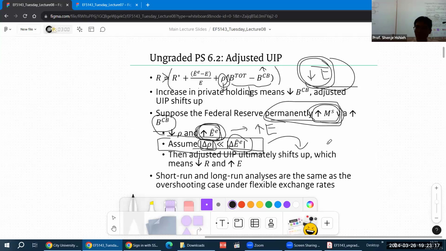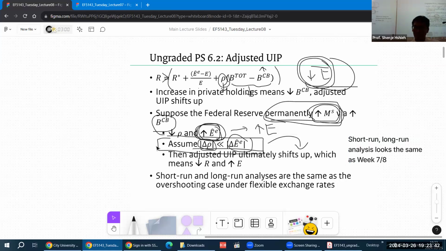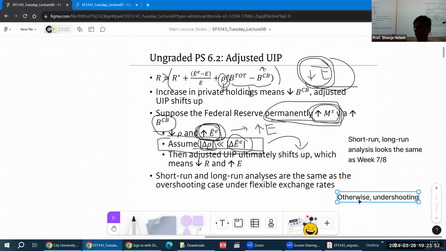And so if you make that assumption, then the short run and long run analysis looks the same as week 6, 7, 8. Otherwise, you get some degree of undershooting, because E goes the other way.